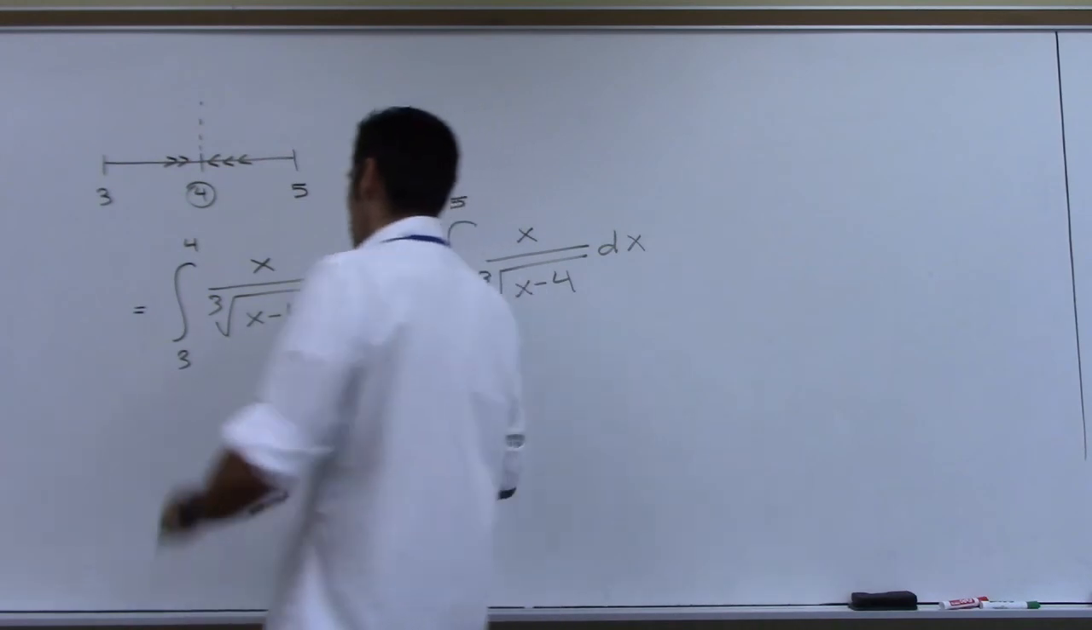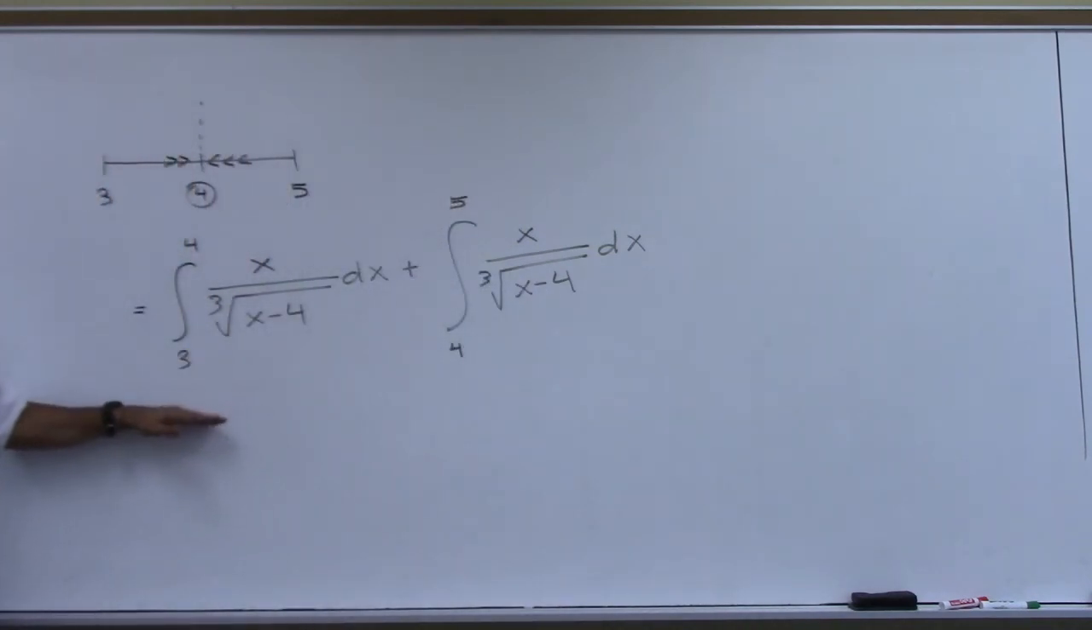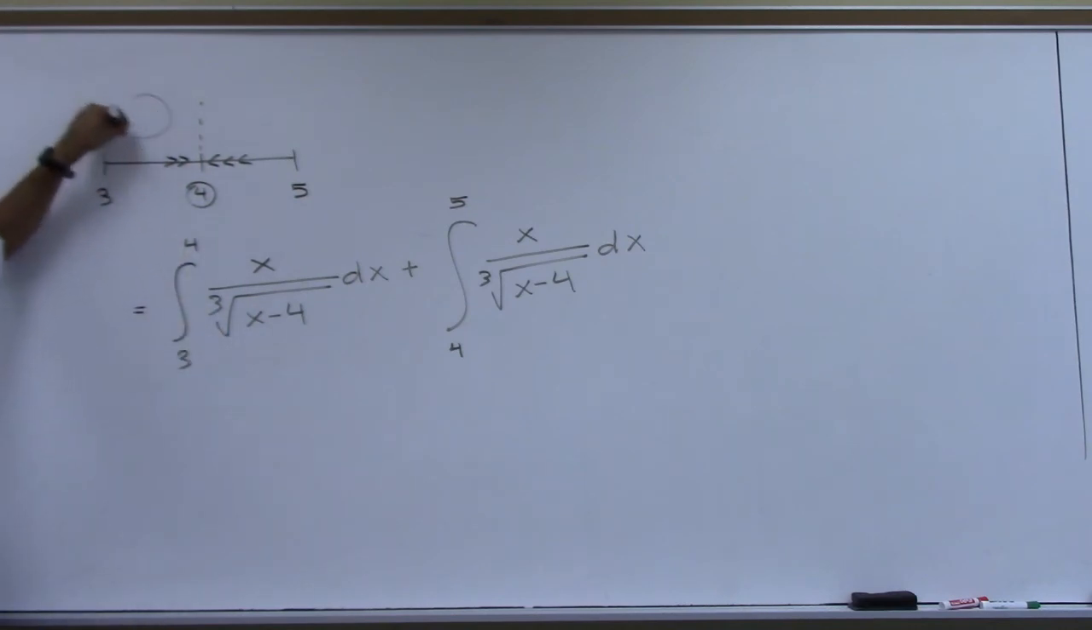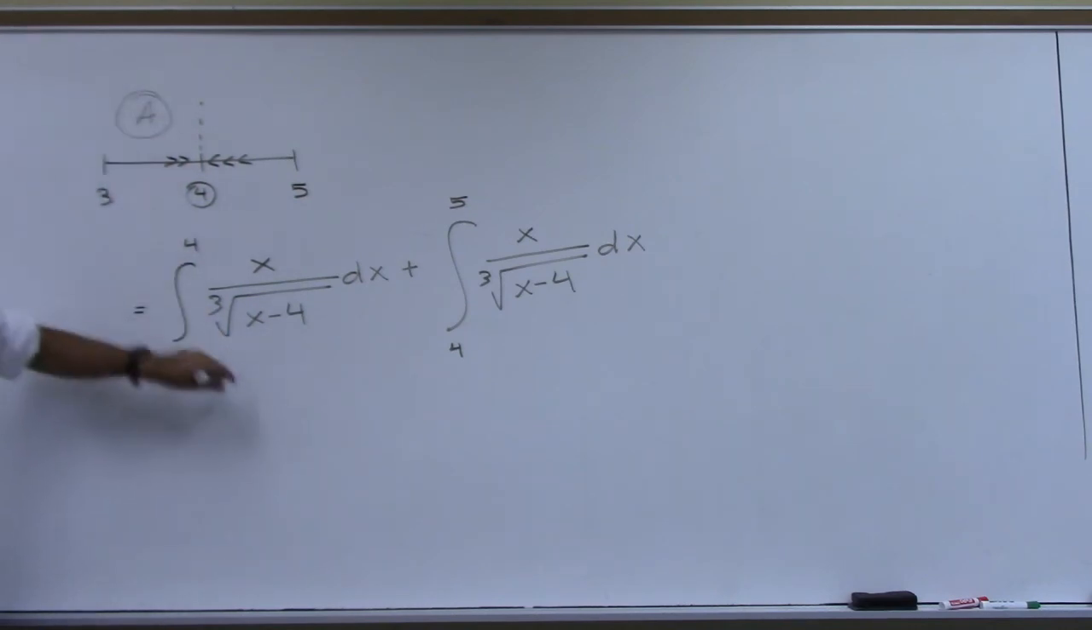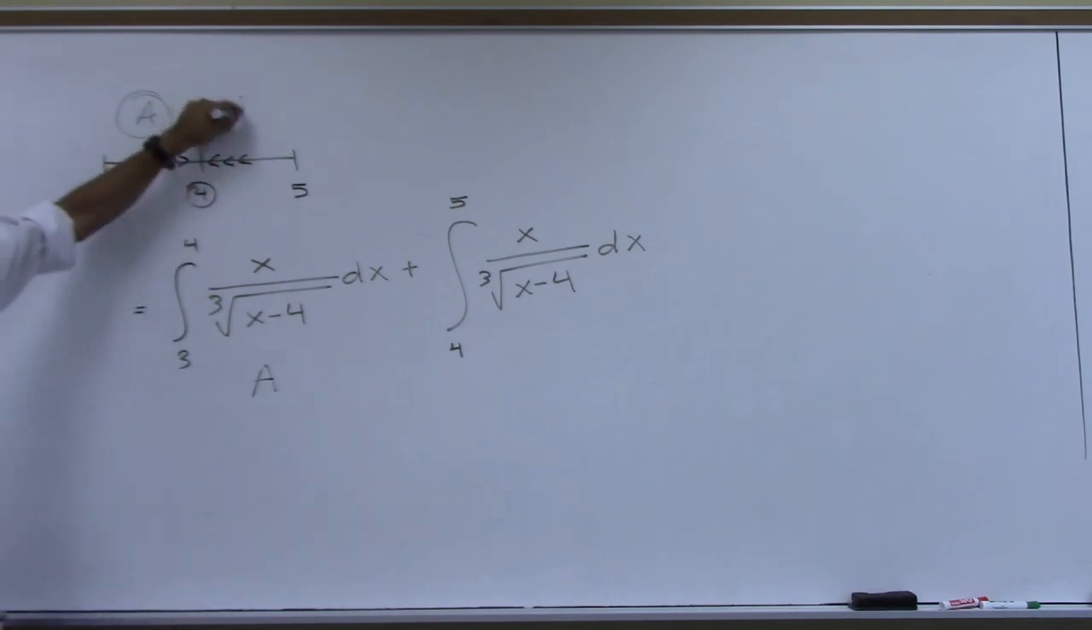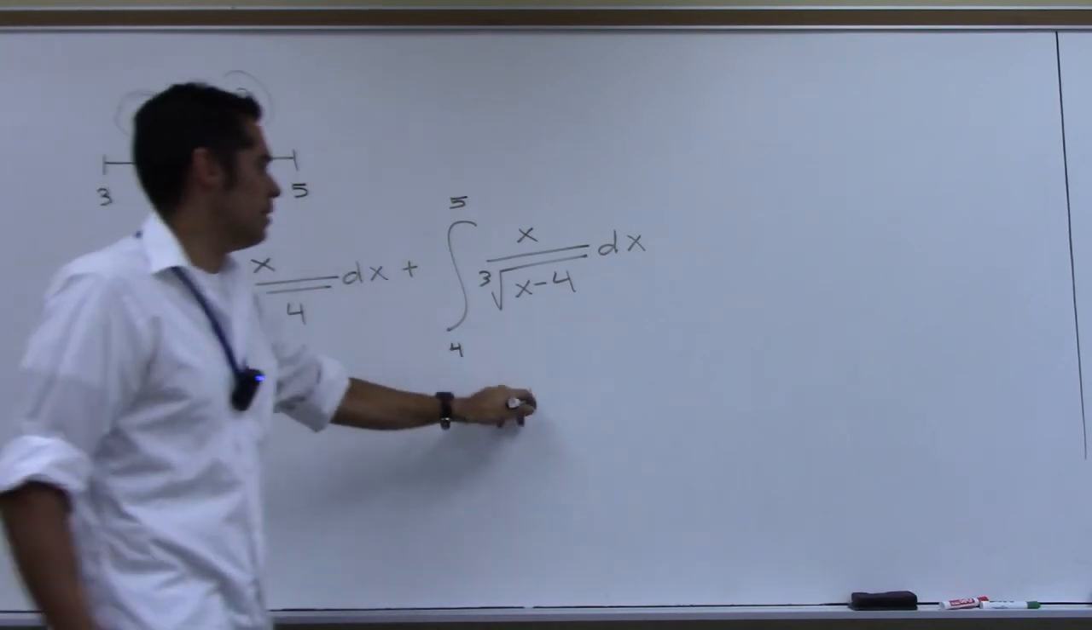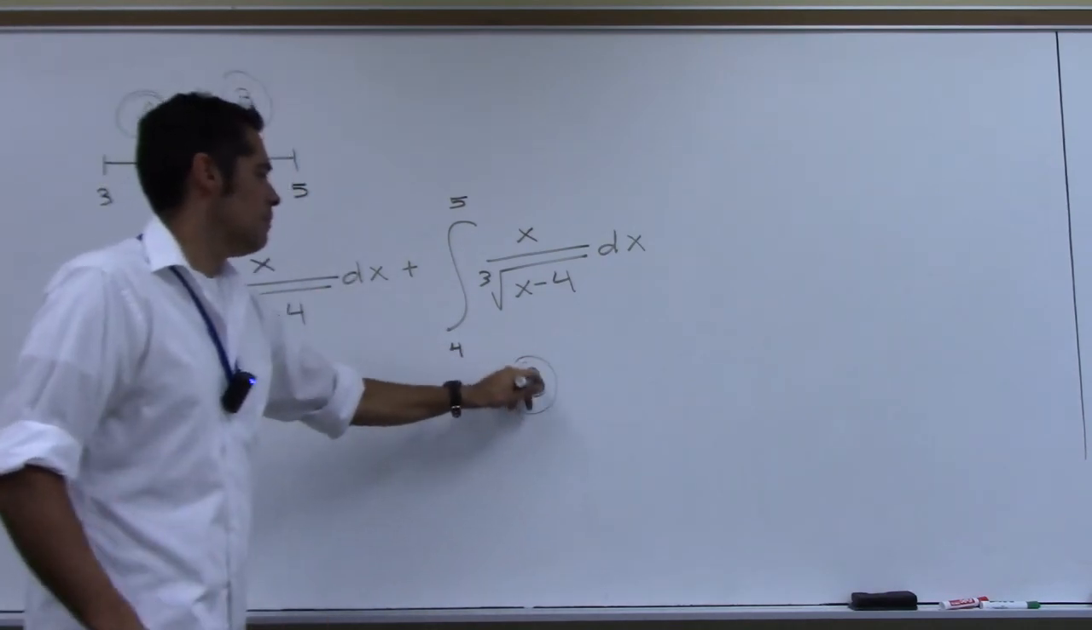On this one, you have to set up the limit, right? As t goes to what? 4 from which side? Negative. Left side, the negative. So this integral right here represents this region right here. Call it integral A. Integral B here is going to be this one right here.